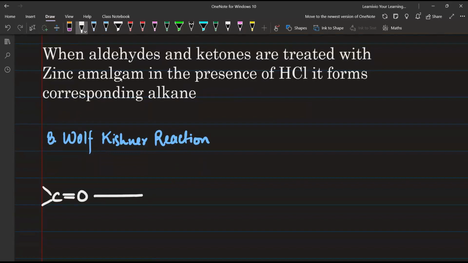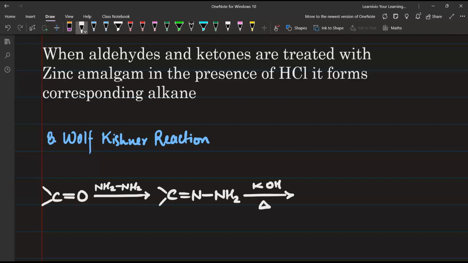I need a straight line. H2N-NH2. This is hydrazine. What will happen here? First of all, we will get a hydrazone in which we have carbon double bond N, which is further bonded with NH2. After this, we have to react this with KOH, and we need a very high boiling solvent. So we use ethylene glycol.